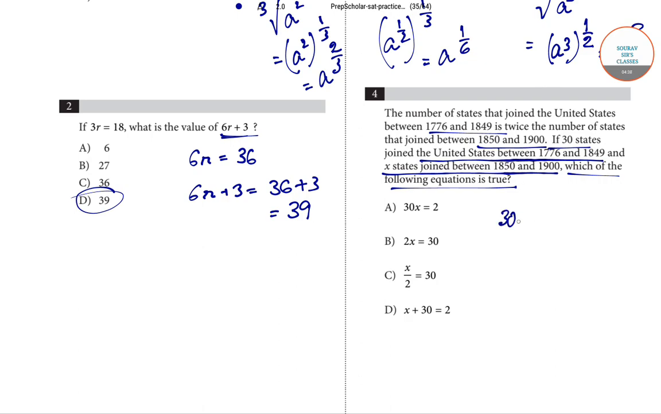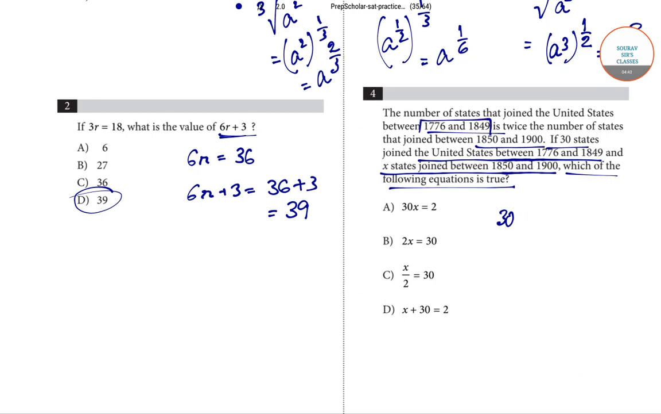So 30 states joined between this gap of 1776 and 1849. This is twice of x. So 30 will be equal to 2x. This is our equation, which matches with option B, 2x equals 30. Hence option B is correct for question number 4.